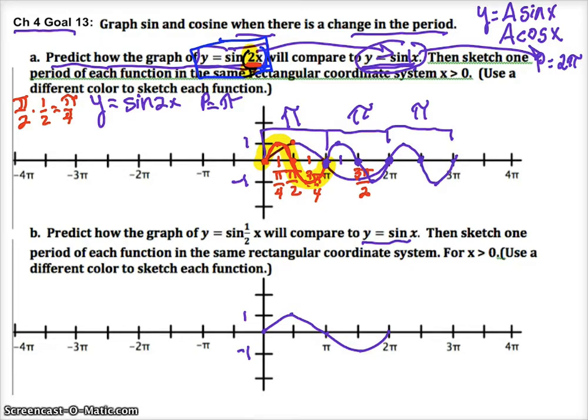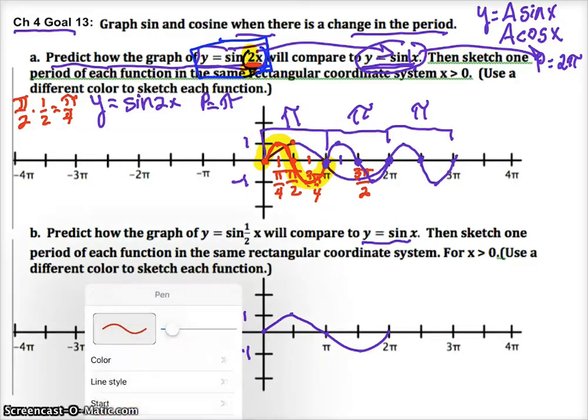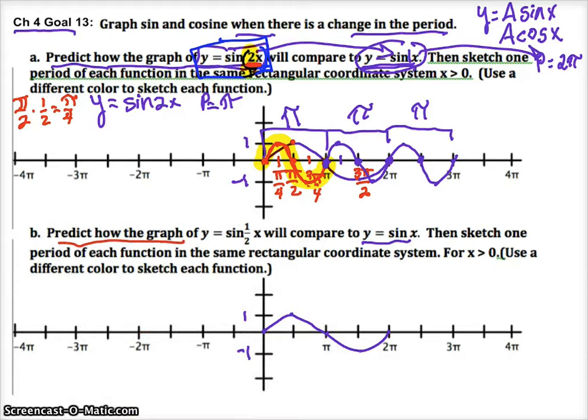Let's take a look at example B. Predict how the graph of y equals sine half x will compare to y equals sine of 1x. Well, did you predict that the function would cut in half horizontally or that it would double in length horizontally? I hope that you said it would double in length. If the original period is 2 pi radians and we follow what we know about horizontal transformations, then instead of multiplying by a half, we should multiply by 2, and that should stretch horizontally.